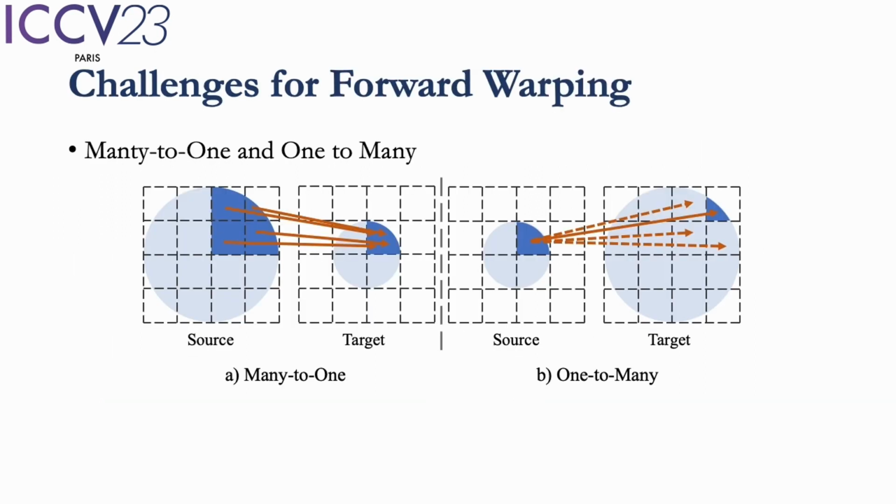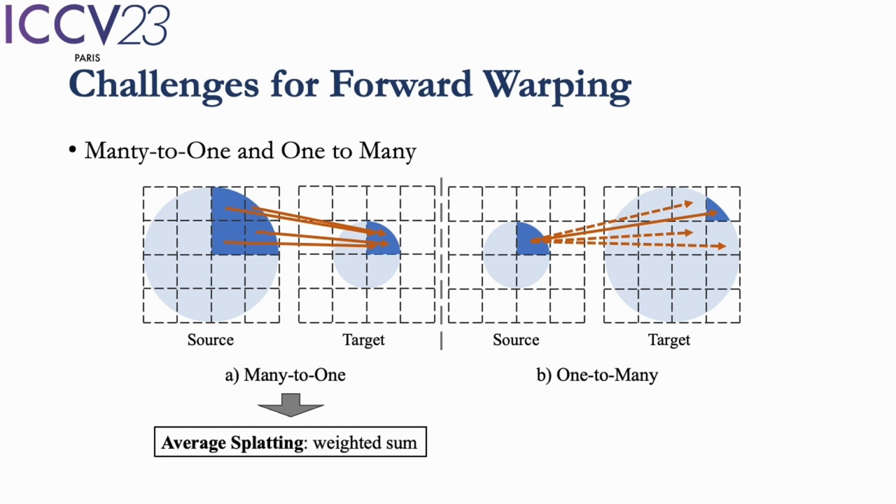However, there are two challenges for forward warping. The first one is the many-to-one issue. There is an example in 2D version in the left figure. If the object shrinks, there could be multiple pixels in the source image corresponding to the same pixel in the target image. The second is the one-to-many issue, as shown in the right figure. Once the object expands, one source pixel could correspond to multiple pixels in the target image. However, one source pixel has only one forward flow, which means we could only warp it to one position in the target image, leaving others as empty holes.